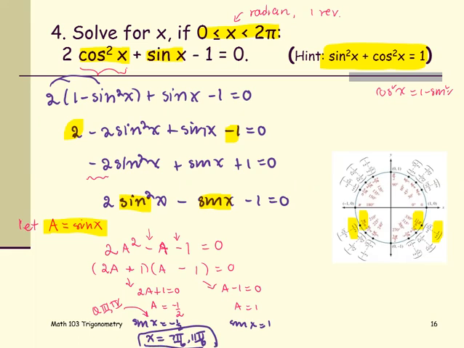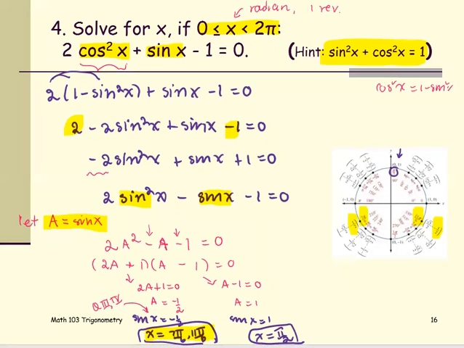For the second part, sine x equals 1. Sine x equals 1 means the second coordinate is 1. The angle is pi over 2. So x equals pi over 2 is the second solution, the solution from the second equation. Now we have three solutions for this problem: 7 pi over 6, 11 pi over 6, and pi over 2.